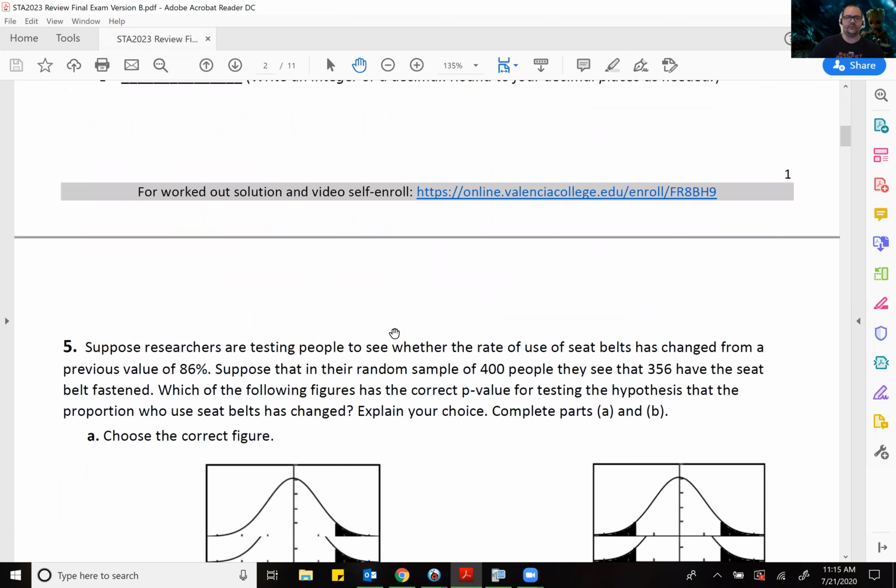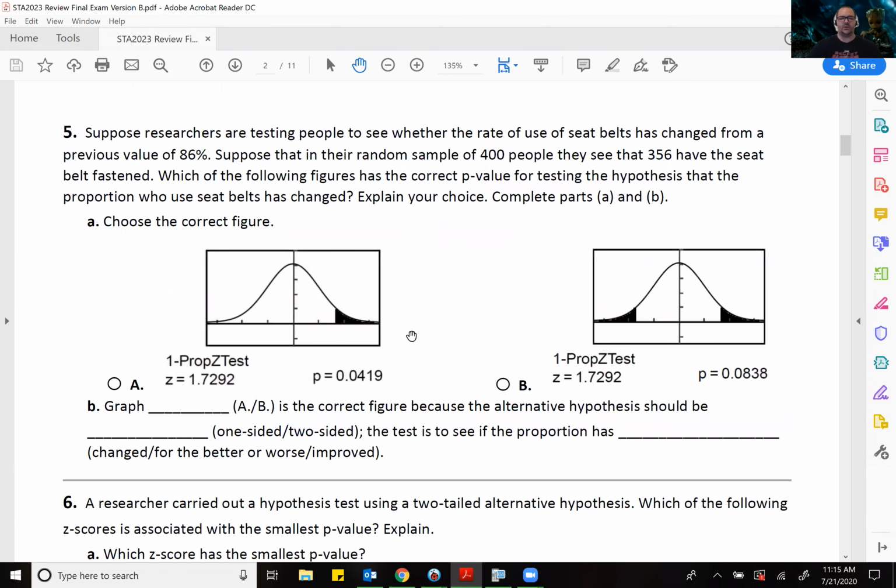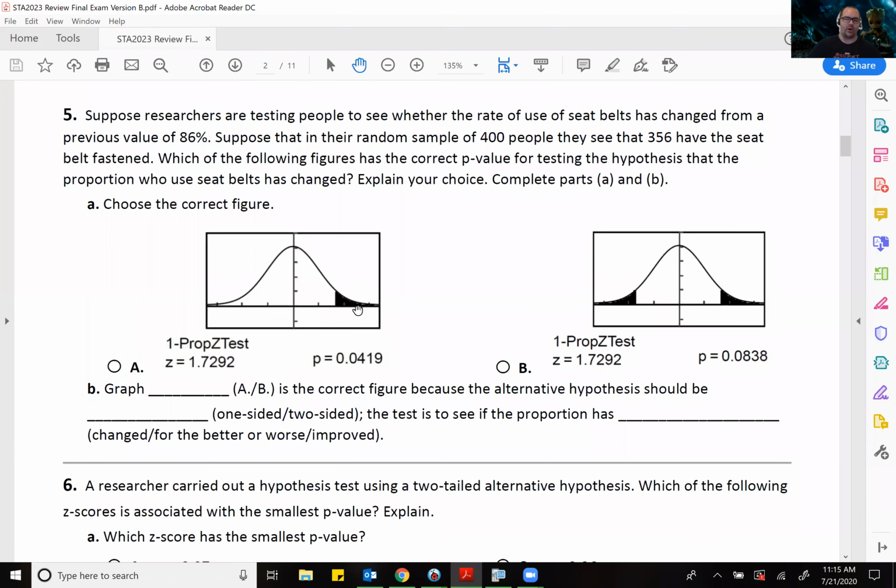All right, so number 5. So here is what I was talking about earlier. This is a one tail. This is a two tail. Okay.